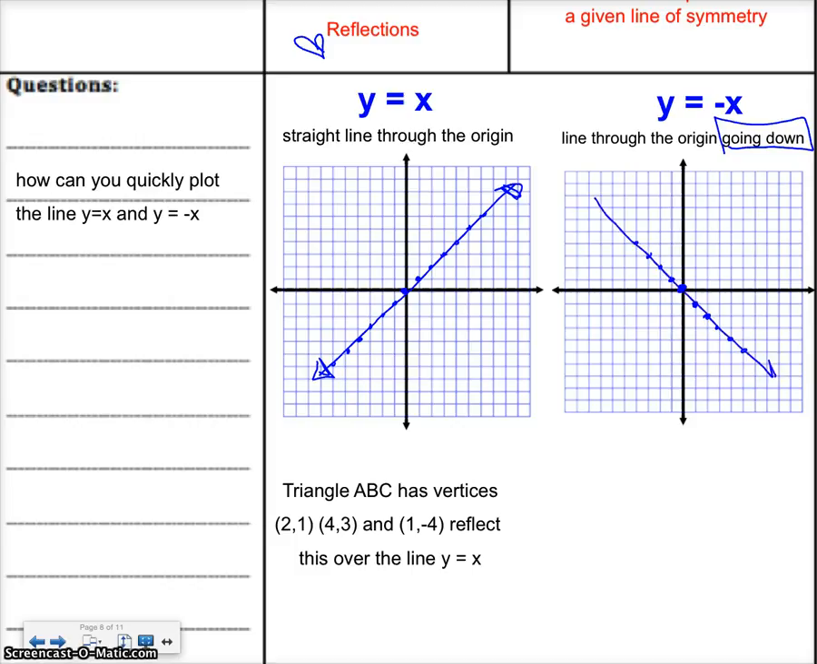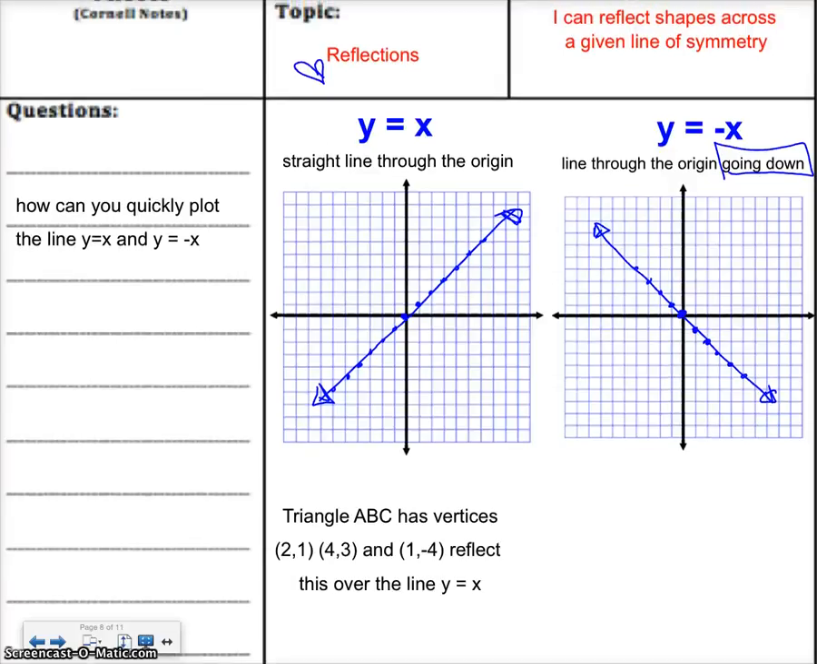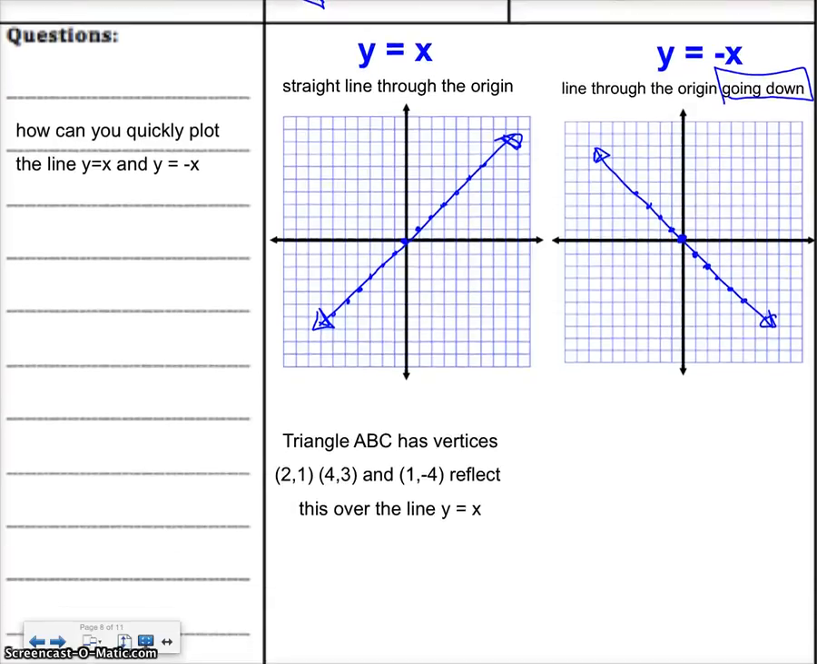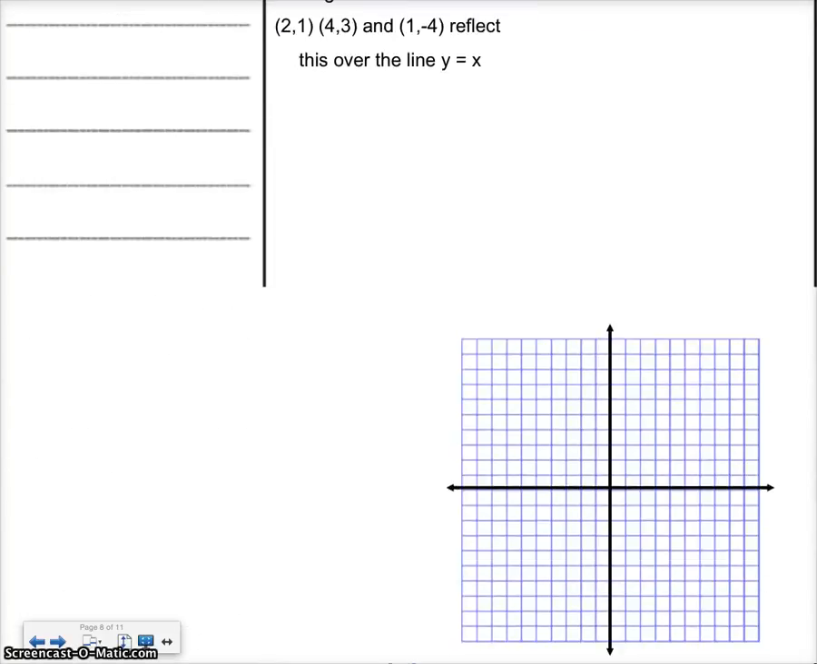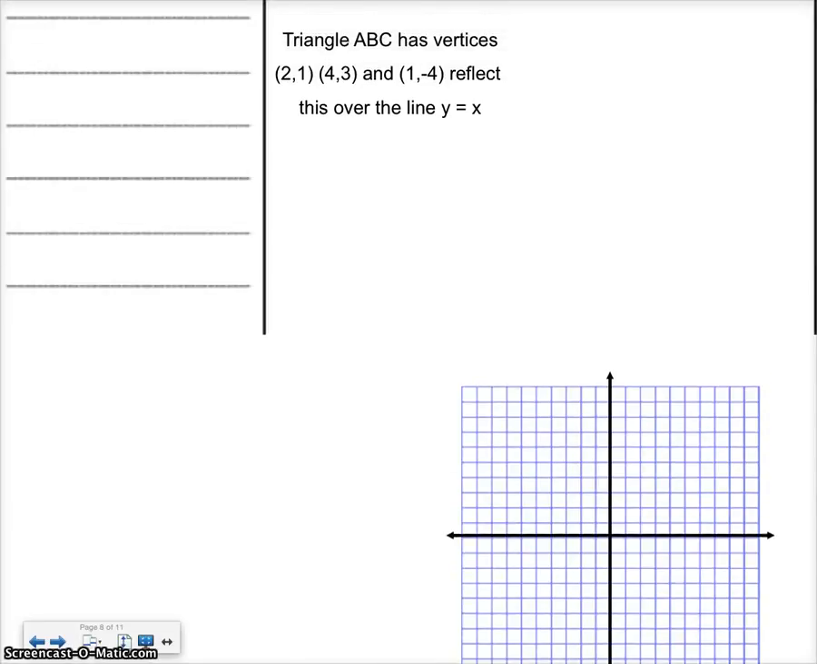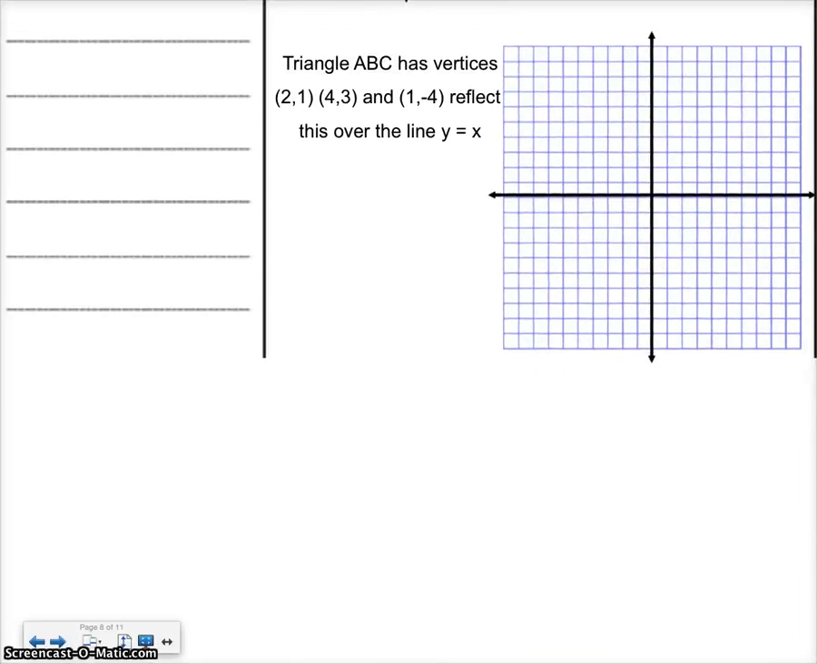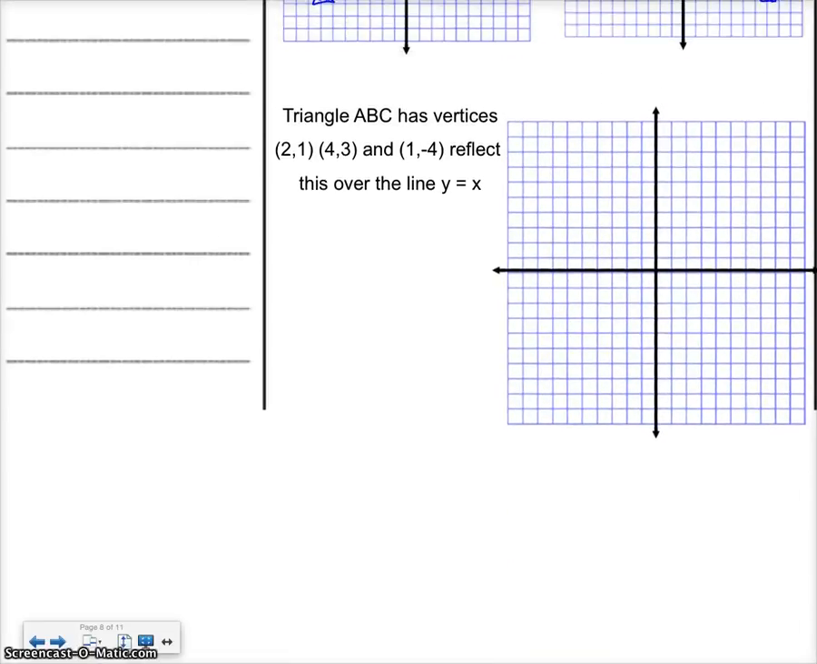connect them, and you will also use this line, y equals negative x, as a reflection line today. So if it's negative, it means it's falling down as you go left to right. If it's positive, you're going to use the one that goes up. Okay? All right, this first one here, let's go ahead and graph triangle ABC with the given vertices.